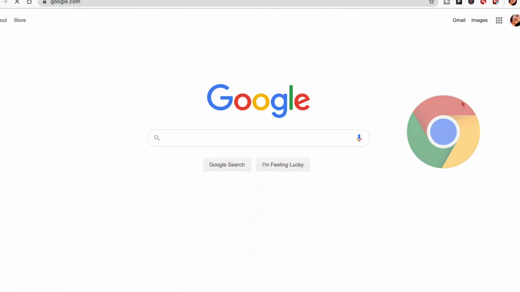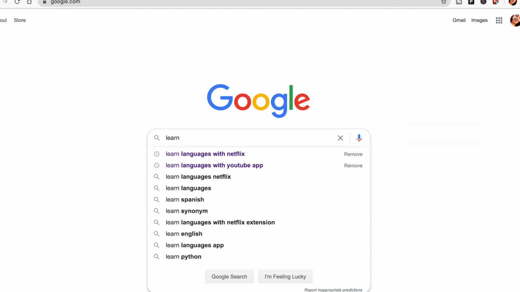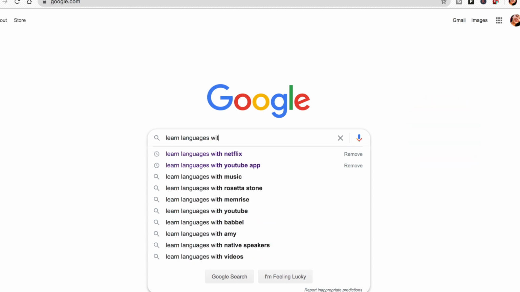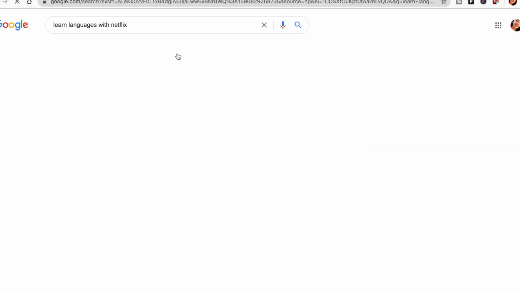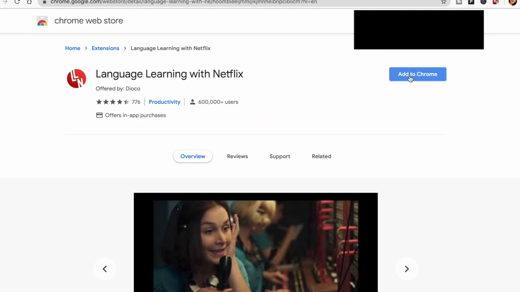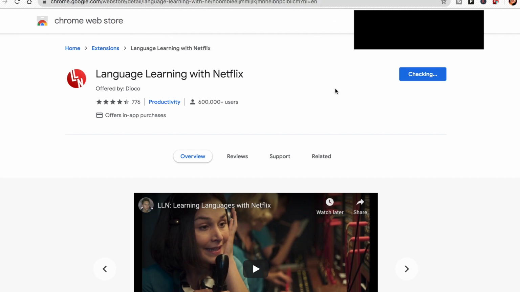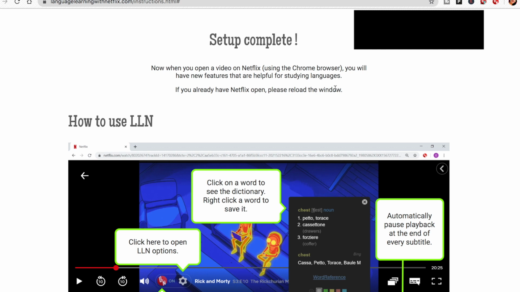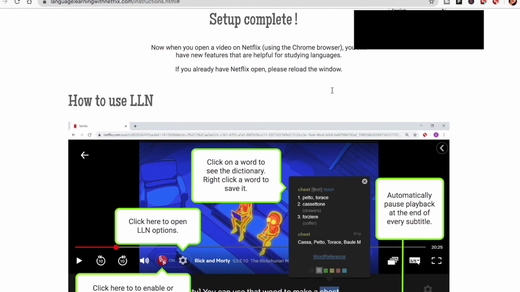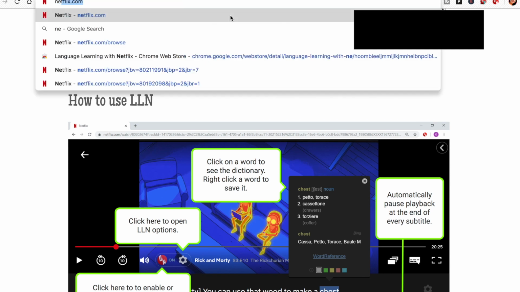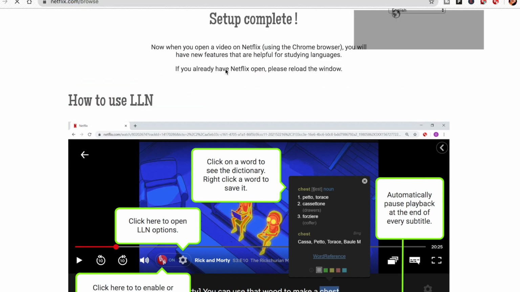So the first thing that you will need to do is to go to your Chrome browser and then to Google Learn Languages with Netflix and just look that up. And after that, just go to the link and download the extension. It's pretty easy. And then it will redirect you to this page, which obviously says that the setup is complete. And after that, you can just go to Netflix and look for a show that you like.